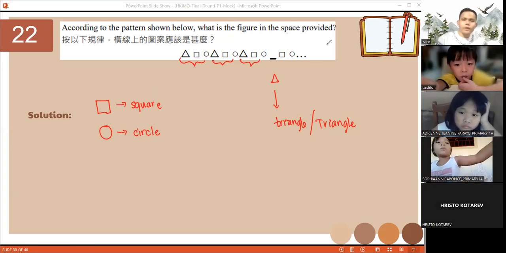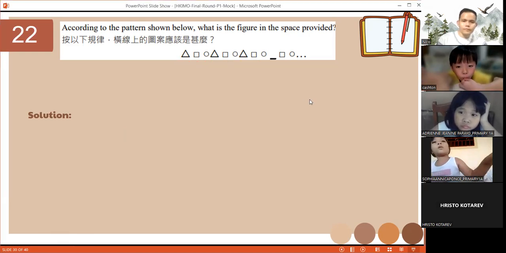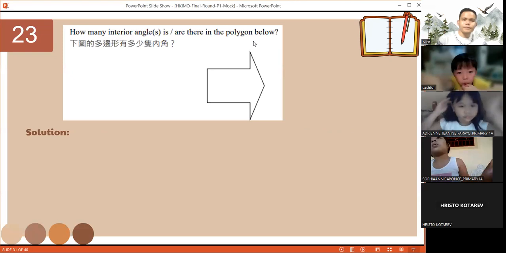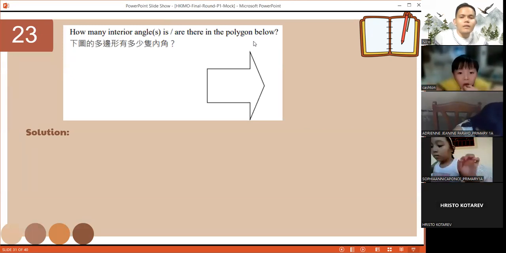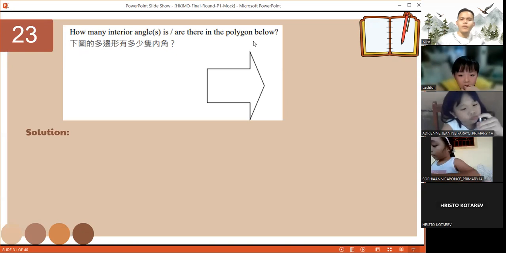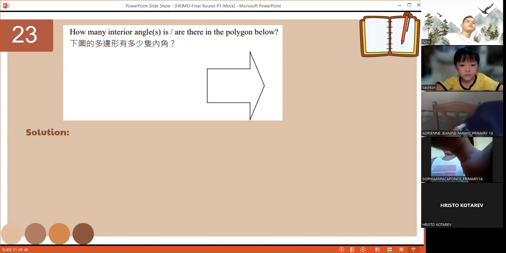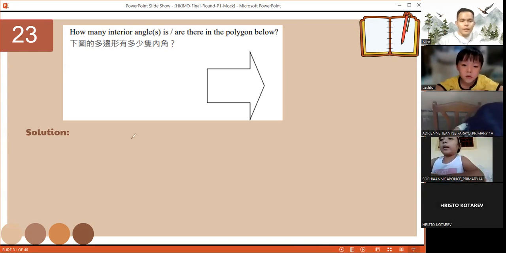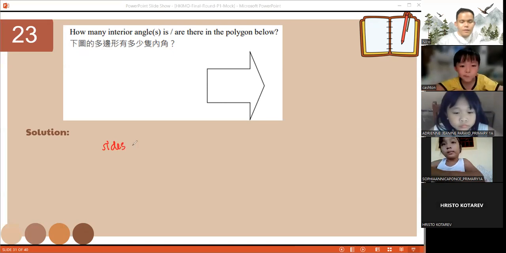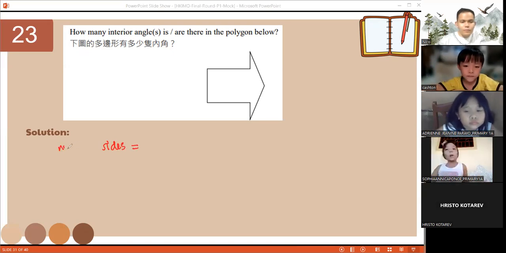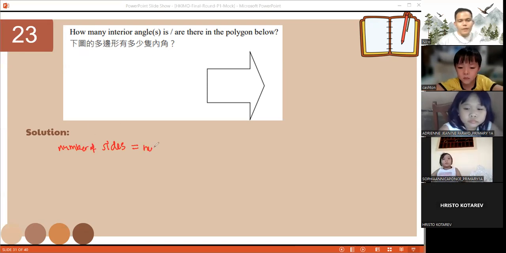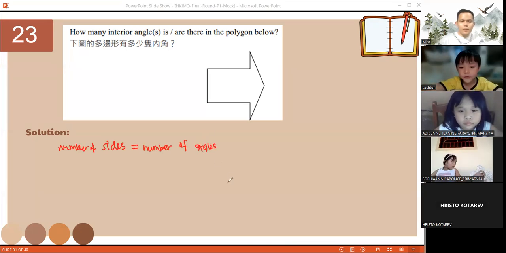Okay? Let's have number 23. Okay, this one. How many interior angles are there in the polygon below? Very tricky because it says here interior angle, right? So actually, when it comes to this one, the number of sides is equal to the number of angles. Okay? It's just gonna be the same.